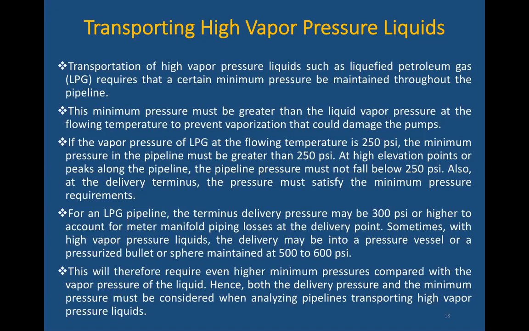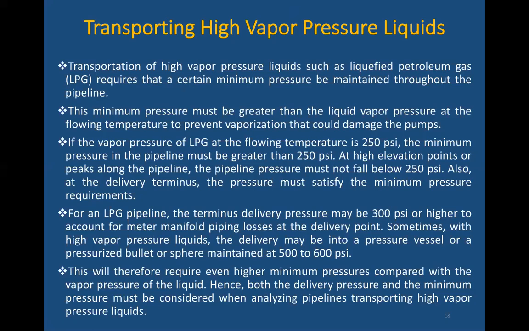You have seen that the transportation of high vapor pressure liquid such as liquefied petroleum gas, LPG, requires that a certain minimum pressure be maintained throughout the pipeline. This minimum pressure must be greater than the liquid vapor pressure at the flowing temperature to prevent vaporization that could damage the pump. Let's have an example: if the vapor pressure of LPG at the flowing temperature is 250 psi, the minimum pressure in the pipeline must be greater than 250 psi.